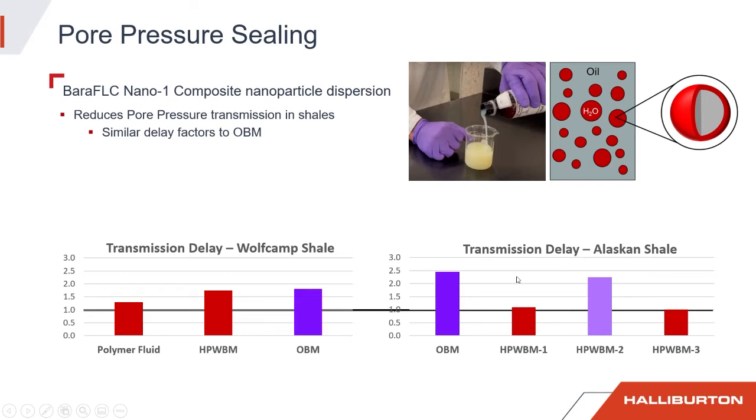Here with the more reactive Alaskan shale core samples, we had a much higher delay of transmission with the oil-based fluid and the fluid containing BaraFLC Nano. Other test fluids, which were exactly the same but did not have the nanoparticles, were not able to perform better than the baseline of 1, and other inhibitive additives were not effective.